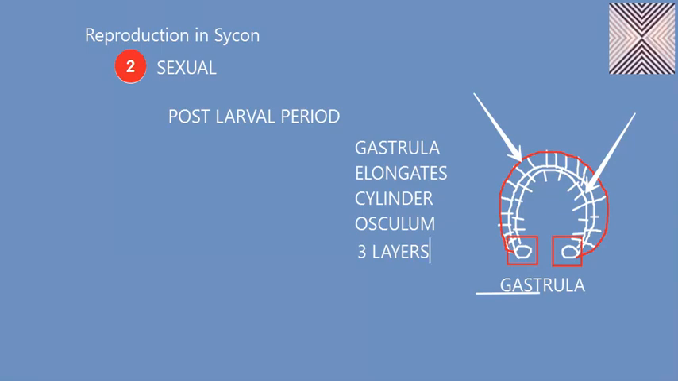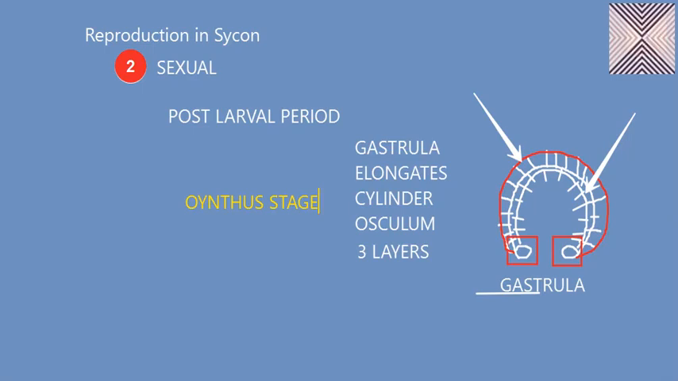At last 3 layers are formed, and this long cylinder like structure which is formed from the gastrula is called the olynthus stage. And this is a very important question. Many times you get a question on the olynthus stage. Actually the olynthus stage is very similar to the Sycon, but there are no radial canals, there is no canal system formation, only the osculum is present. So this is the difference between the olynthus stage and the final adult Sycon.